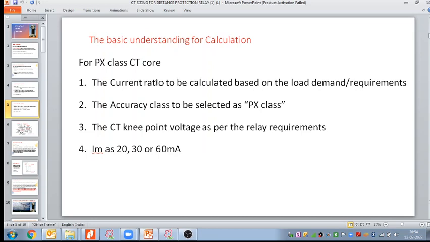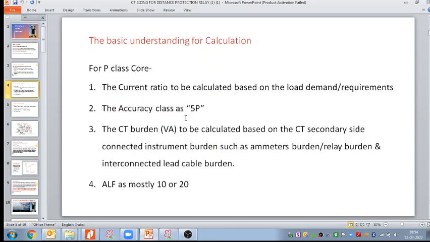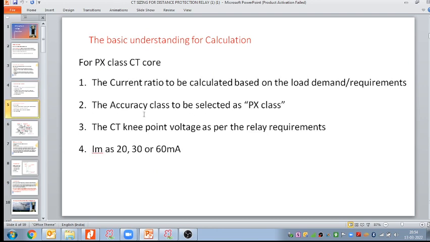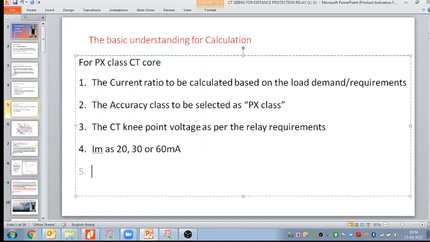So what is the change with respect to the P class core here? In the accuracy class to be selected as PX core, where the accuracy class was 5P, here for PX class the CT knee point voltage, as per the relay requirement, we have to calculate. That is the one major difference, and that is the agenda for today's discussion. Magnetization current, 20, 30 or 60 milliampere, we generally take.